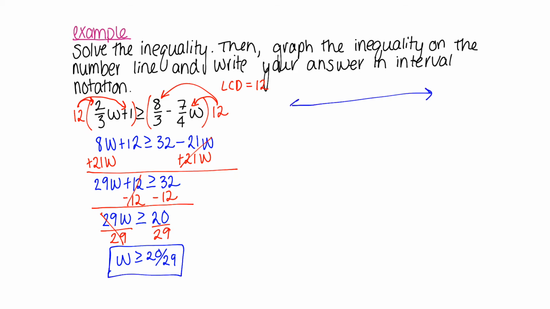For my number line answer, I'm just marking 20 over 29 wherever I want. We have an underline in our inequality, so I'm making a closed circle. So there's the underline right there. And it says greater than, so I'm shading the greater than side. If I read the number line from left to right, I'm starting at 20 over 29, and it's a closed circle, so I put a bracket, and it goes all the way off to infinity, and infinities always get parentheses. And that's my interval notation answer.